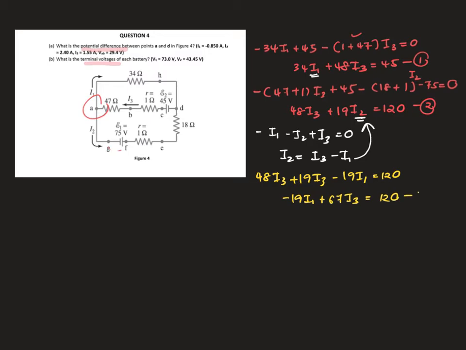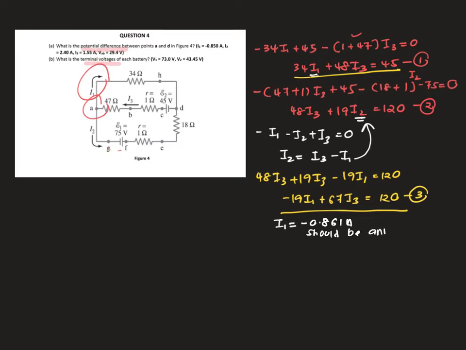Okay, so I already have the equation, therefore I'm going to put that inside the calculator, which is this one and this one. So I'm going to get my I1 as negative 0.861 ampere. Because it's negative, therefore I need to give a statement. So the I1 is moving clockwise now, therefore I need to put that it should be anti-clockwise. For the I3, I'm going to get 1.55 ampere. Positive, you don't have to give a statement.